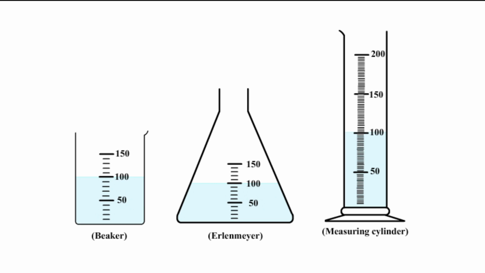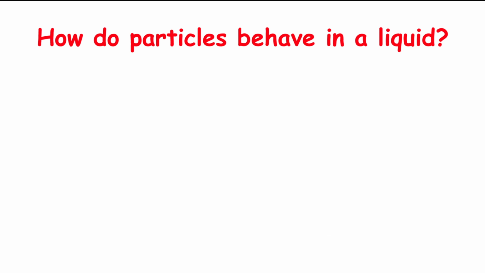Similarly, in this picture, I have 100 milliliters of water. Look how the shape of water changes according to the shape of the container. However, the volume stood fixed, equal to 100 milliliters, whether the water is in the measuring cylinder, or in the Erlenmeyer, or in the beaker.